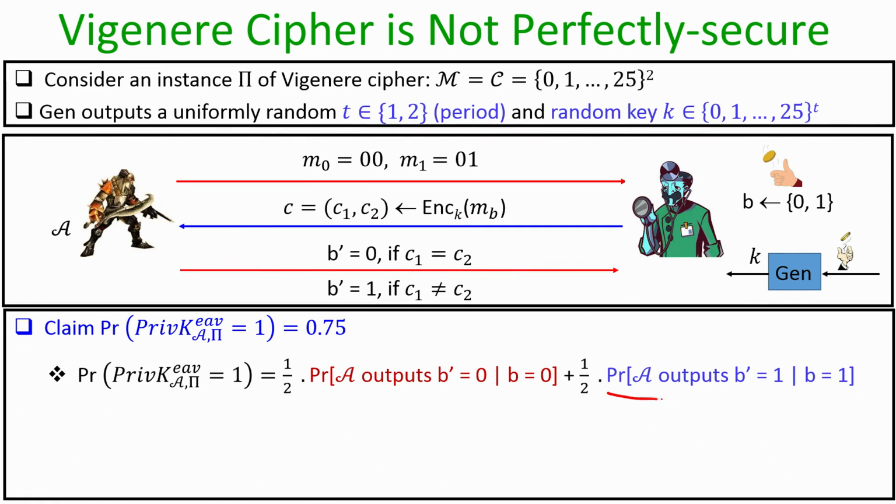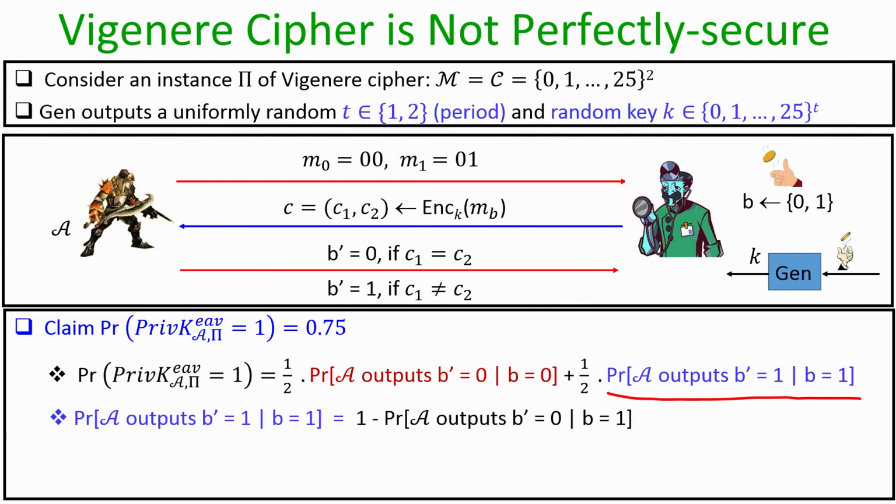Now, let us try to compute the second probability here, namely what is the probability that the adversary outputs b dash equal to 1, given that indeed b equal to 1. That means, assume the verifier has encrypted the message 0 comma 1, what is the probability that the adversary's analysis also outputs b dash equal to 1? And for this, we are actually going to compute the complementary probability, namely the probability that the adversary incorrectly outputs b dash equal to 0, given that b equal to 1, and we are going to subtract this probability from 1, and that will give us the required probability. So, now let us try to compute the probability that the adversary's algorithm outputs b dash equal to 0, given that b equal to 1, right.